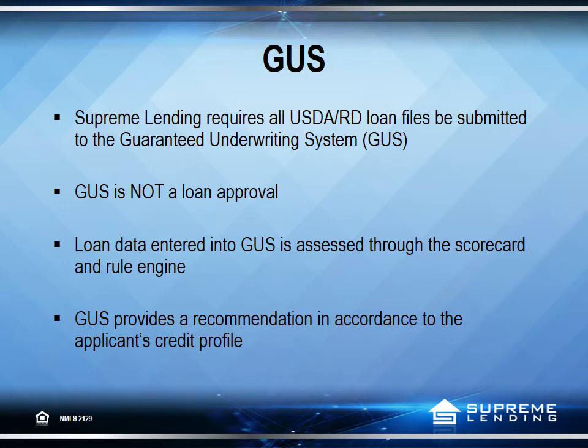Supreme Lending requires all USDA rural development loan files to be submitted to the Guaranteed Underwriting System. GUS is not a loan approval. Loan data entered into GUS is assessed through the scorecard and rule engine, and GUS provides a recommendation in accordance to the applicant's credit profile.